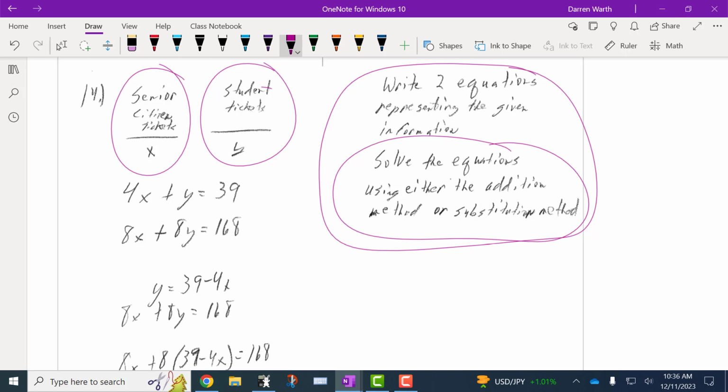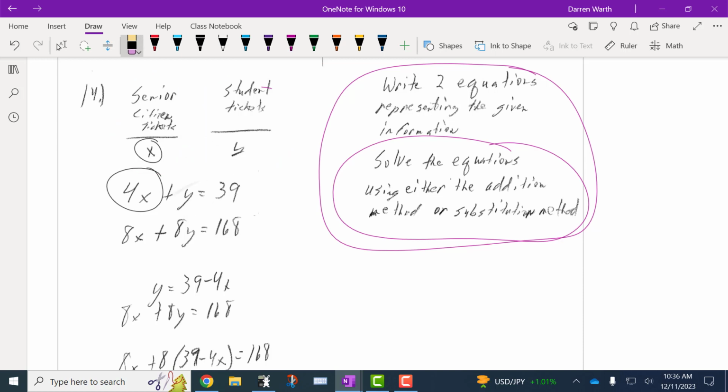So notice that second sentence right there. If you read it carefully, it says they sold 4 senior citizen tickets. So here's X, so that's going to be 4X. And it says that they sold 1 student ticket, so that's going to be 1Y. And then it says that they got a total of $39 for it. So that's my first equation, written from the first sentence.